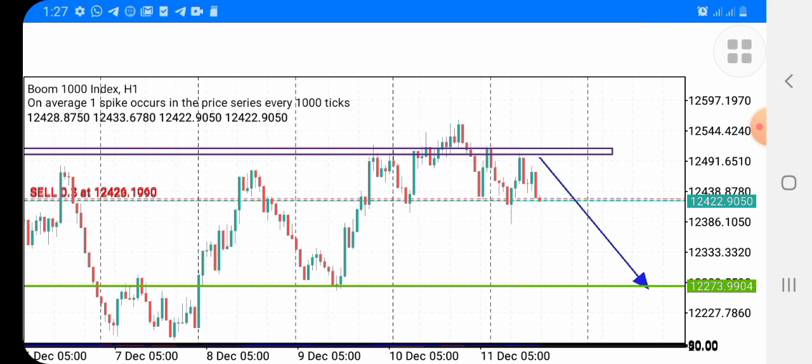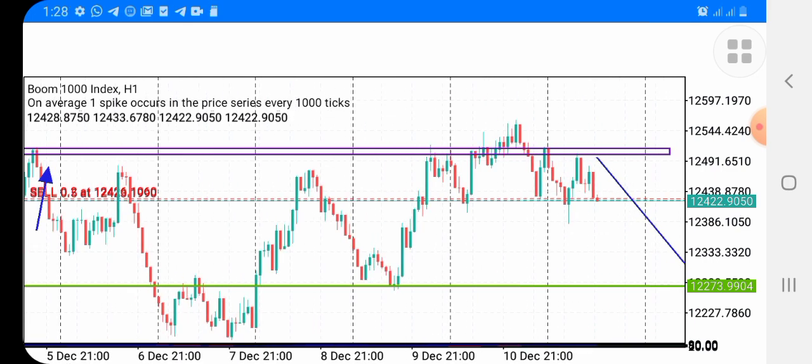So that is your entry point, and you can maximize enough profit in that area. So simple and easy. Now let us check on Crash 500. So anytime you see this kind of information, you should know what it is.